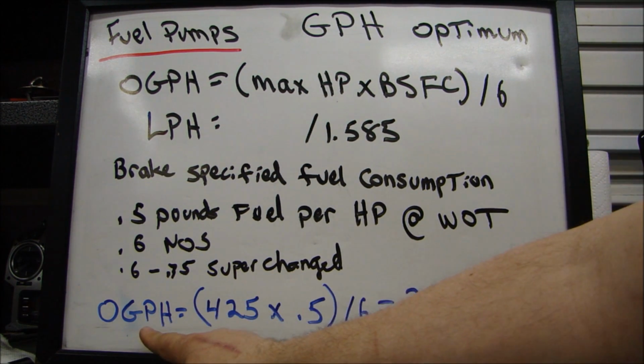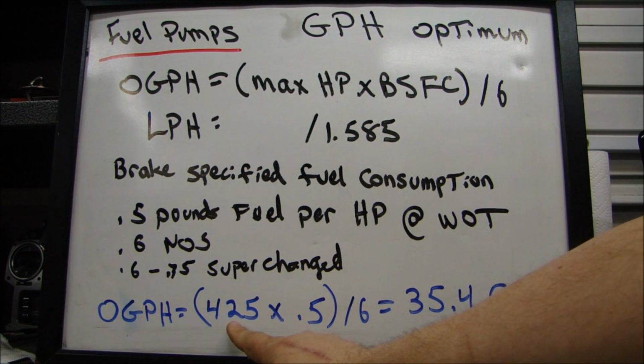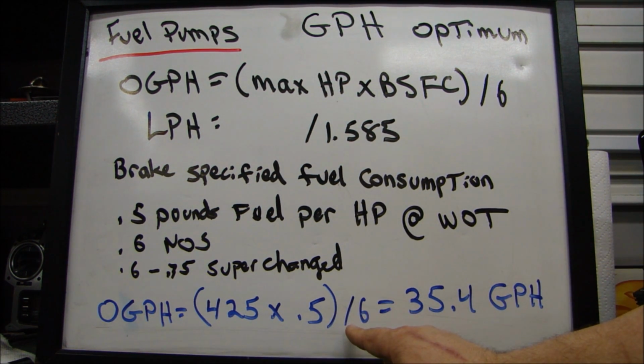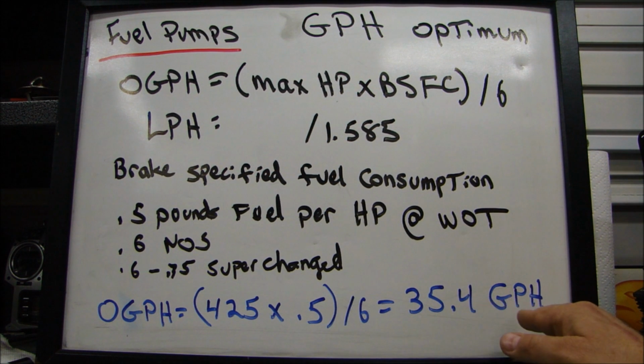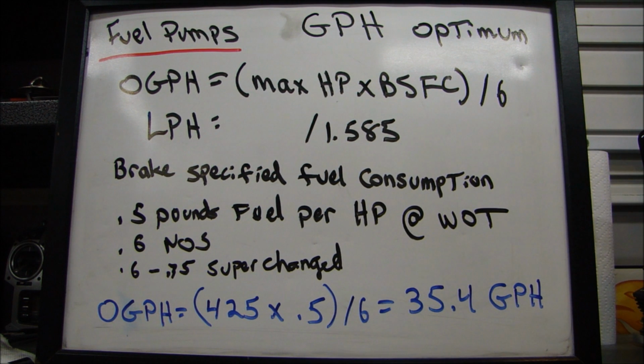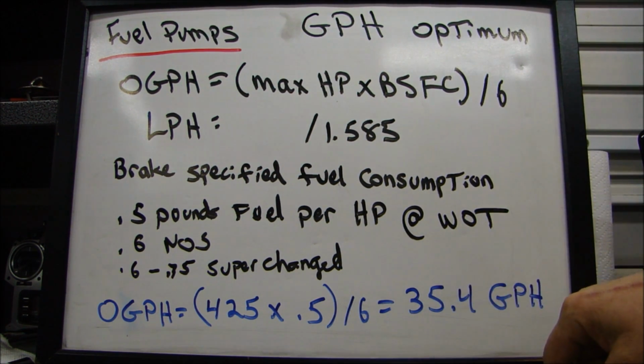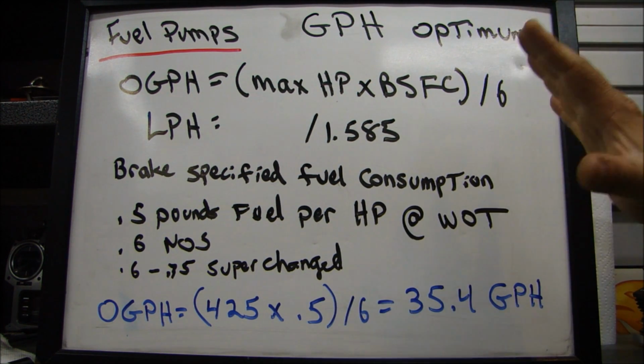And here's the formula. Our optimum gallons per hour, let's say you have a 425 horsepower engine, and you know that because you had it dyno tested, times 0.5 divided by 6 is 35.4 gallons per hour. That is the optimum gallons per hour you would need at wide open throttle. Now, if you're burning 35 gallons per hour, that's 16 gallons every 30 minutes. You'd be driving from gas station to gas station at wide open throttle. So you're trying to plan for the maximum condition, calculated based on wide open throttle. So that's the formula. Pretty simple and straightforward.